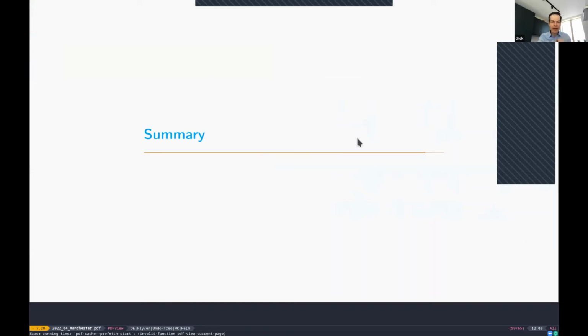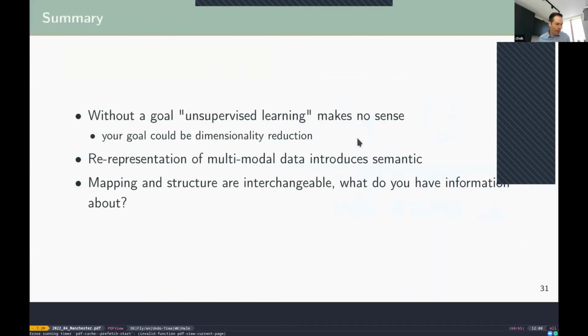So, in summary, here are what I thought were the key points to take away from this. Learning latent variable models is really useful and important because it allows us to be uncertain when we see data that we haven't seen before. Importantly, then we move into the realm of unsupervised learning.